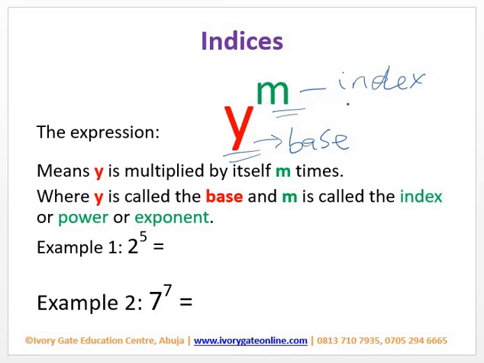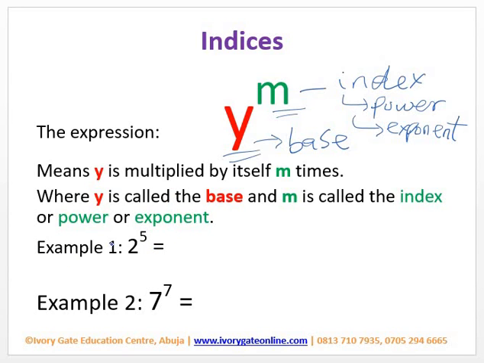Then it's either you call it index, or you call it power, or you call it exponent. So in this case, you can say that m is an index, or is power, or an exponent. Okay, so this really means that y is multiplied by itself m times, where y is called the base, as we've said, and m is called the index, or power, or exponent.